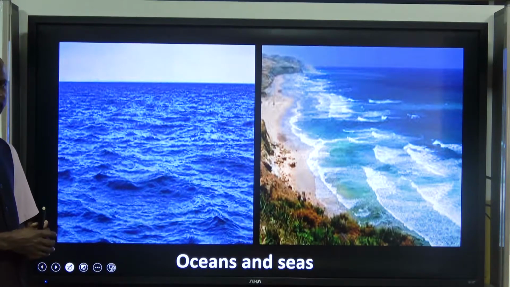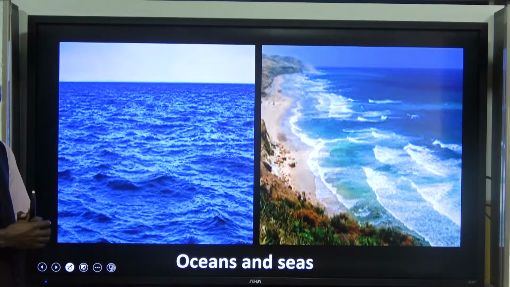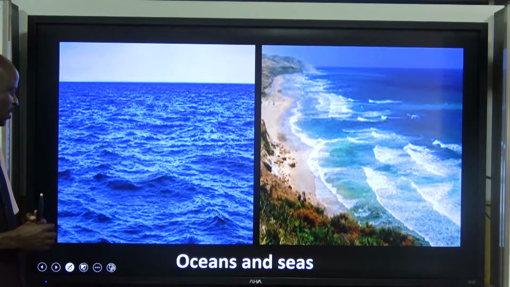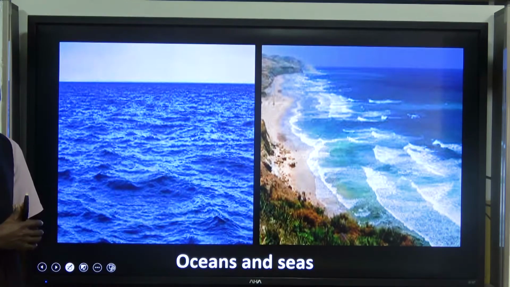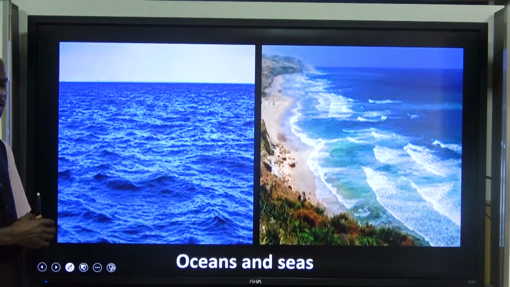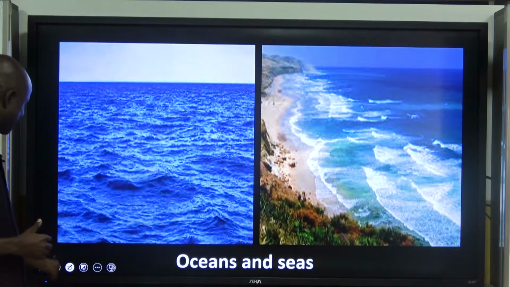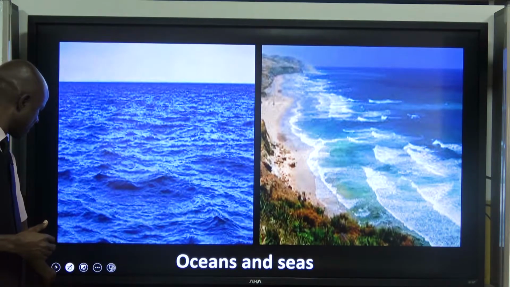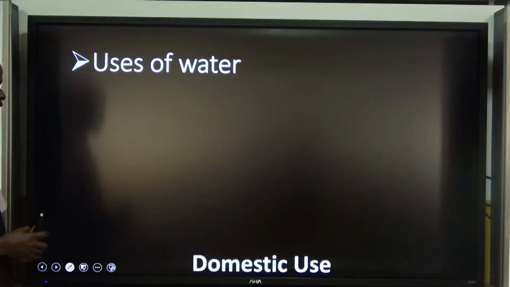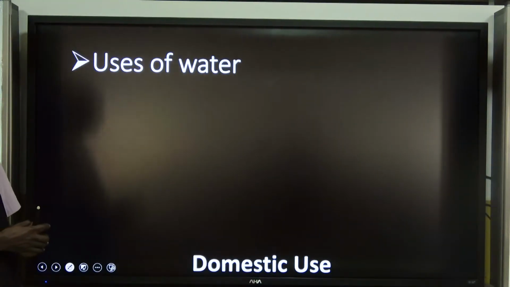We have the oceans and the seas as another source of water. Oceans and seas are interrelated. The oceans are deeper than the seas. We can go to seashores to play. Stepping into the sea further takes us to a deeper place, which is the ocean.